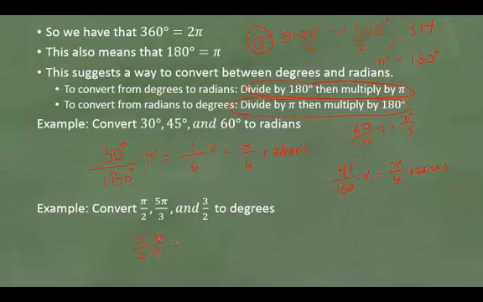So here the pi's cancel. I'm left with 180 over 2, which is 90 degrees. So pi over 2 radians is the same thing as a right angle. Pi over 2 is the same thing as 90 degrees.